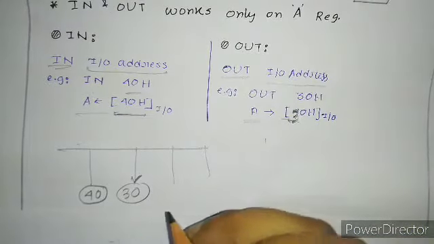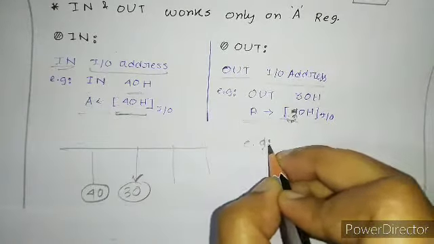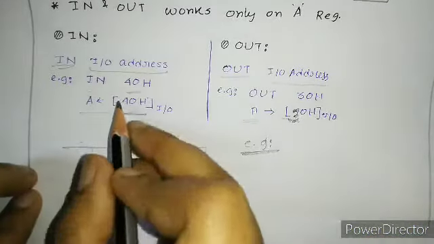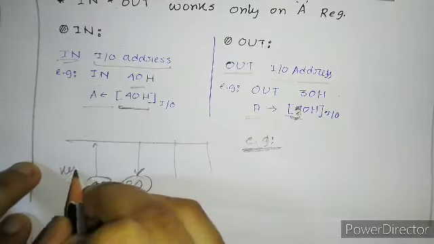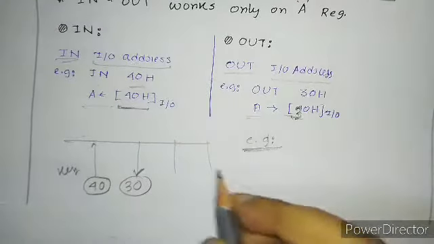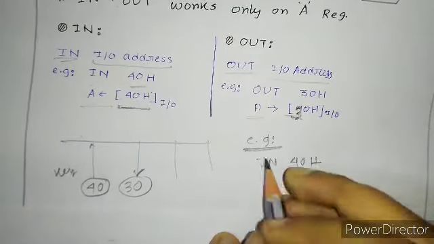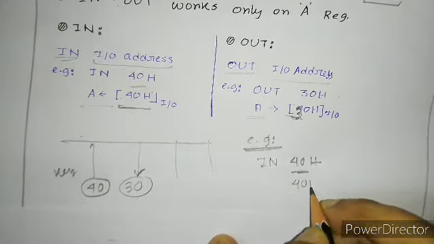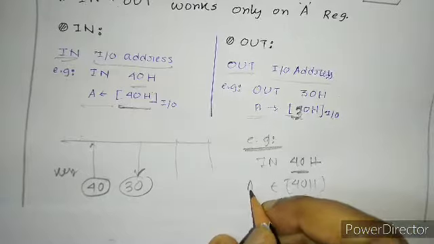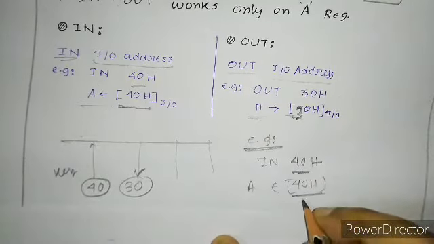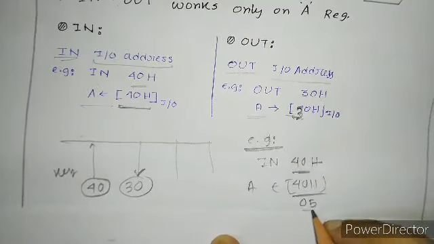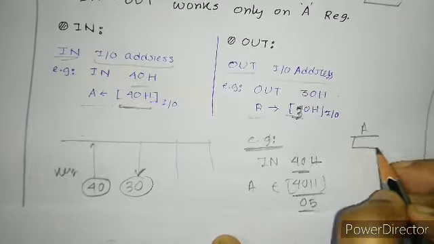Okay, let's take an example. Suppose this is IN, so this is my keyboard. First I send this data to 40H. So now the data of 40H gets stored in A. Suppose in 40H I have sent 05, this number. So now A has 05.